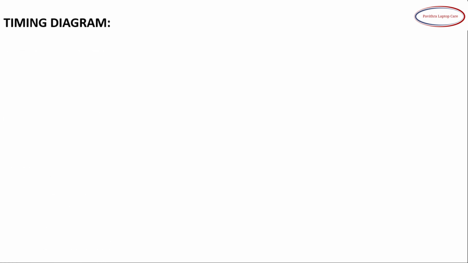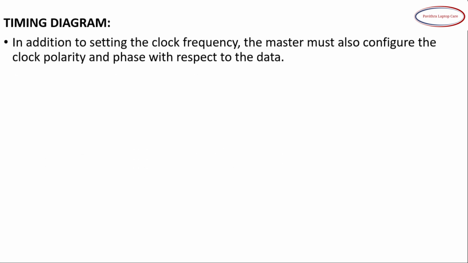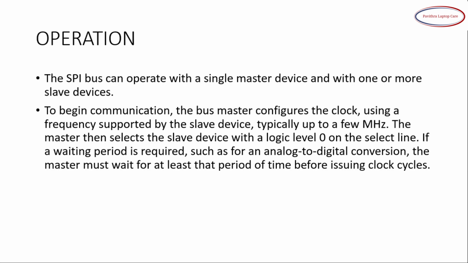Timing diagram. See how the master sends a bit, and how the SPI devices communicate with each other, master and slave. The slave reads, in addition to setting the clock. The master will send a clock to the slave if the slave is ready. Okay, if the slave is not ready, it will wait.